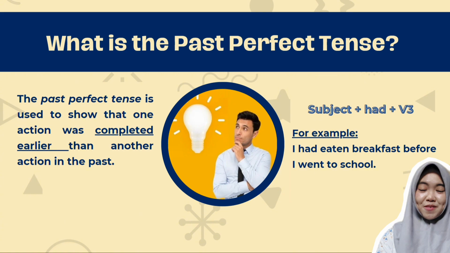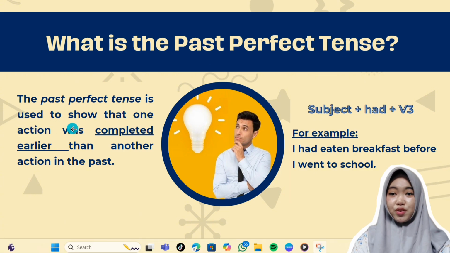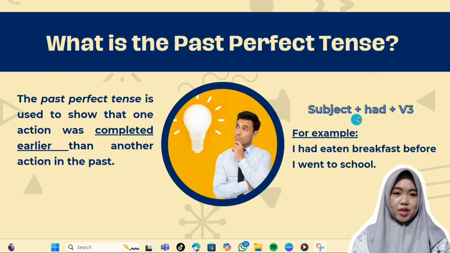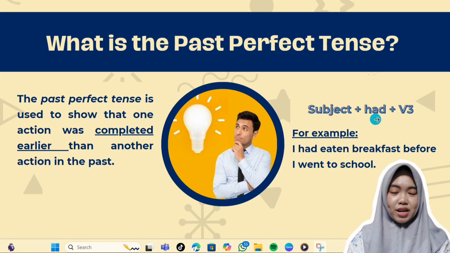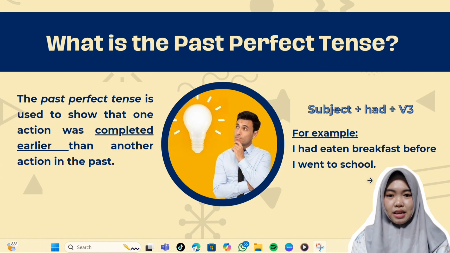What is the past perfect tense? The past perfect tense is used to show that one action was completed earlier than another action in the past. To form this tense, we use the formula subject plus had plus verb 3. For example, I had eaten breakfast before I went to school. In this sentence, had eaten happened first and went to school happened second.